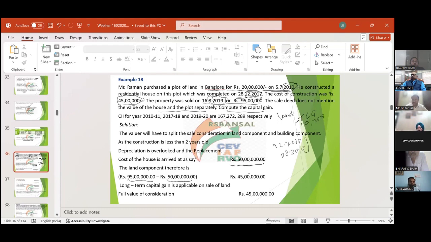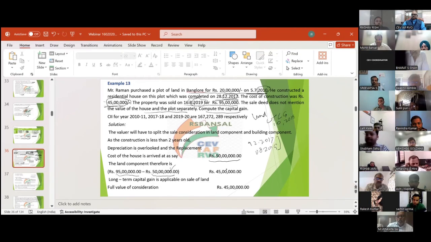In your case, when you are doing valuation, you will be having all the data about the plinth area rate and plinth area of the building. You can calculate this value easily as on 2019. Taken otherwise also, the cost of construction is given to you as 45 lakh in 2017.